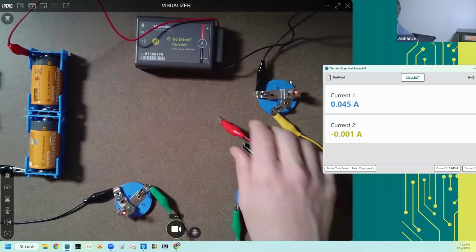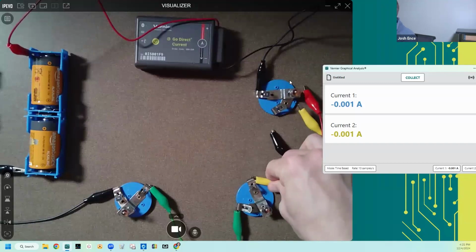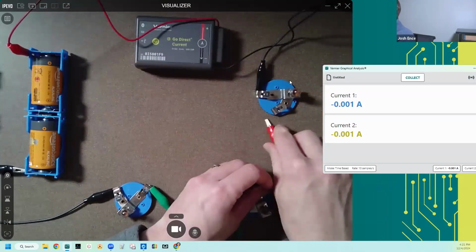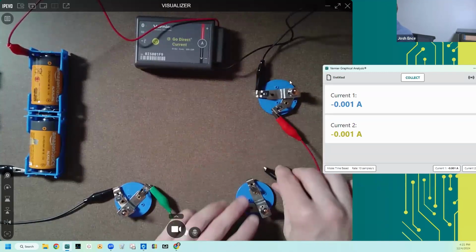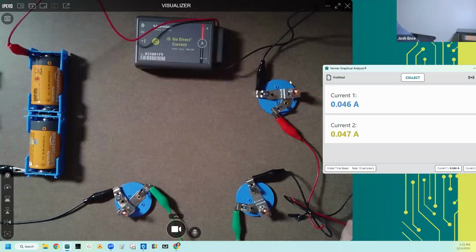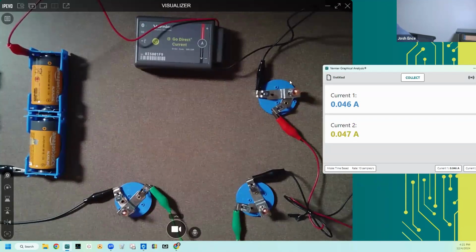And eventually, they'll get to the point where they realize, well, look, if I disconnect this alligator clip here and put my current probe in the same place that I was before, I end up with the same current as I had before. Both my current probes are reading the same thing. The brightness is the same. I got the same amount of current that I did before. So I must be measuring the current flowing out of this bulb. That's what we want them to understand.